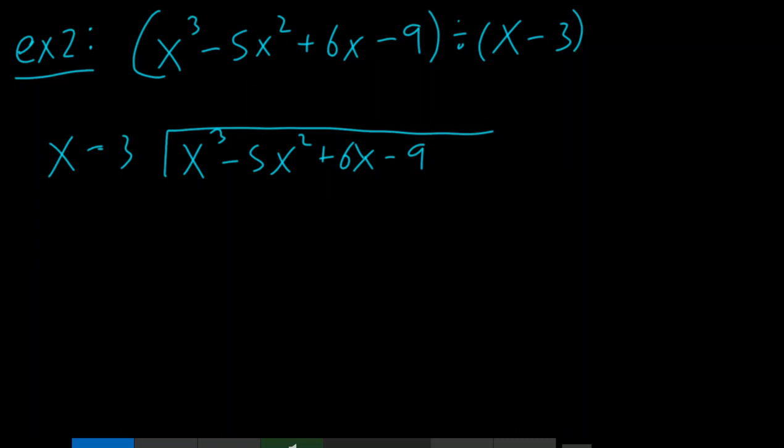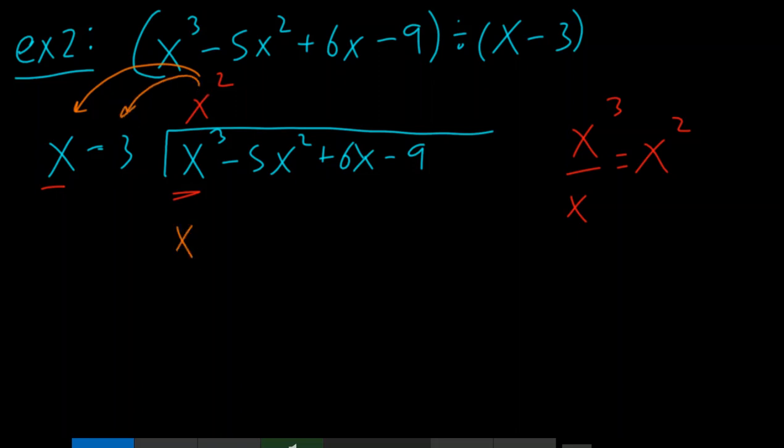Now remember, step number 2, we want to go ahead and divide our leading coefficients. So I'll do x cubed divided by x, which will give us x squared. And of course I write that up top. Now this is the leading coefficient of my quotient, and so of course I take this now and I re-multiply this back into the divisor. X squared times x gives me x cubed. X squared times negative 3 gives me negative 3x squared.